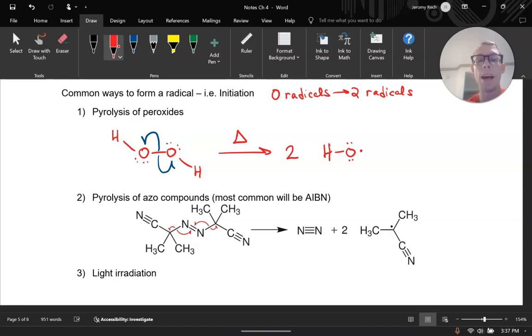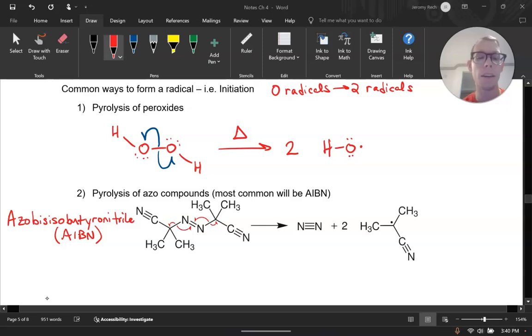So the key thing is, and we see this as initiation. On the left side of our reaction, we have 0 radicals, and on the right side, we have multiple radicals. So that process is an example of an initiation, a generation of radicals.